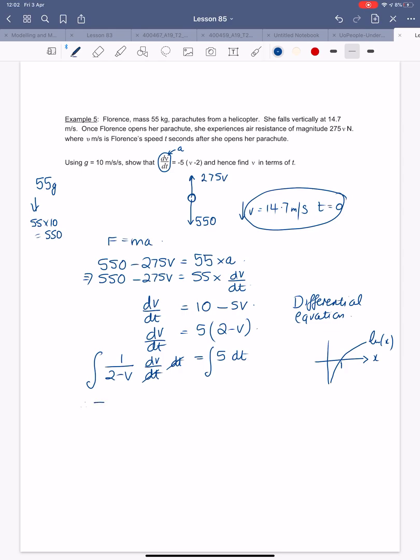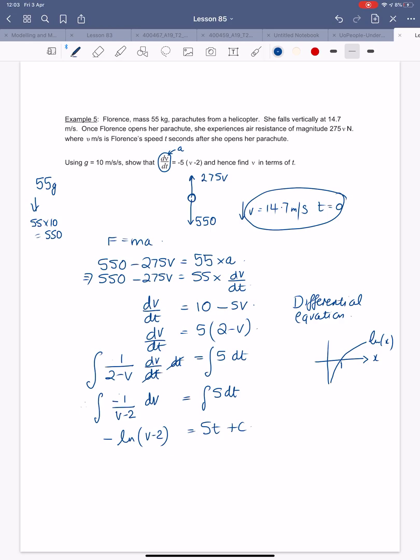So what I'm going to do is take the minus outside the bracket here. If I multiply top and bottom here, oh no, I'm not taking the minus outside. Multiply top and bottom by minus 1. Minus 1 over v minus 2. Okay, because it's an equivalent fraction. Multiply that by minus 1, it becomes minus 1. Multiply this by minus 1, it becomes minus 2 plus v, which is v minus 2. dv goes to the integral of 5 dt. So we've got minus ln of v minus 2 equals 5t plus c.